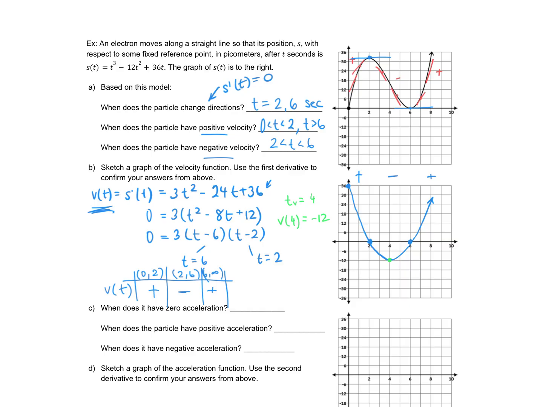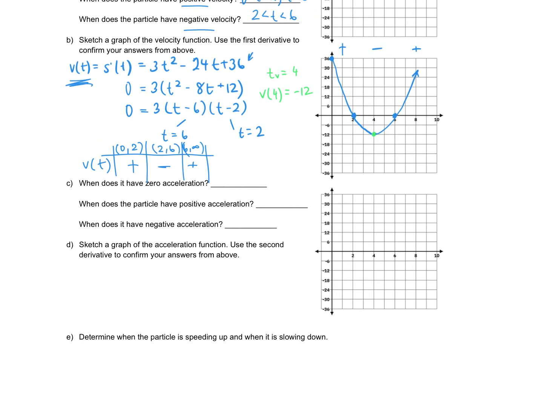So I didn't need the graph at all. If I want to know when the particle is changing directions or when the velocity is 0, I set the first derivative equal to 0 and solve for time. If I want to know when the particle has positive or negative velocity, or when it's heading away in the positive direction or back in the negative direction to the start, I could have done a sign analysis. Now, let's look at this velocity function and answer some questions about acceleration.